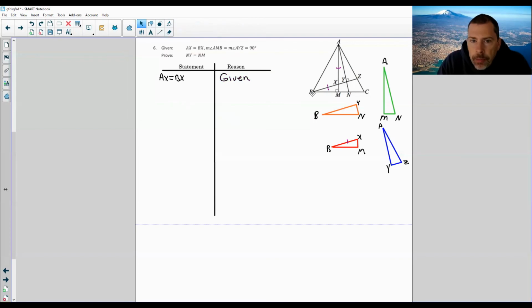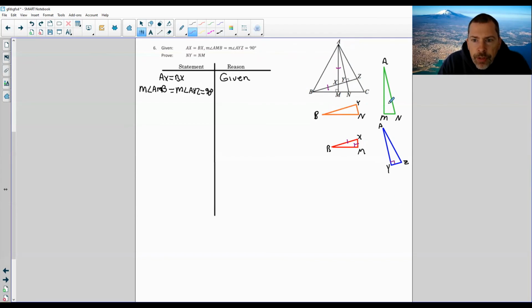Let's see, AMB. Okay, now we're doing the other given. The measure of angle AMB equals the measure of angle AYZ, and they're both equal to 90 degrees. AMB is already labeled, but that's the XMB, so that's this angle here, so I can label that as a right angle. And AYZ is labeled in our original diagram, and that is right here.